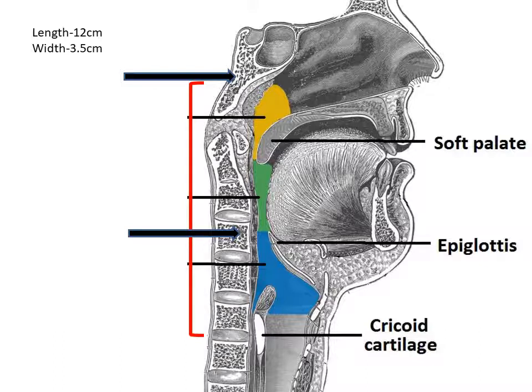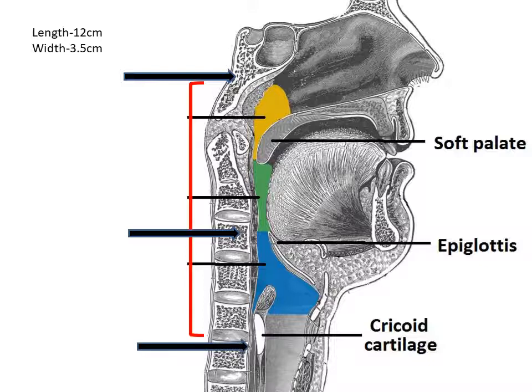Posteriorly, the pharynx glides freely on the prevertebral fascia, which separates it from the cervical vertebral bodies. Anteriorly, it communicates with the nasal cavity, the oral cavity, and the larynx. Thus, the anterior wall of the pharynx is incomplete.